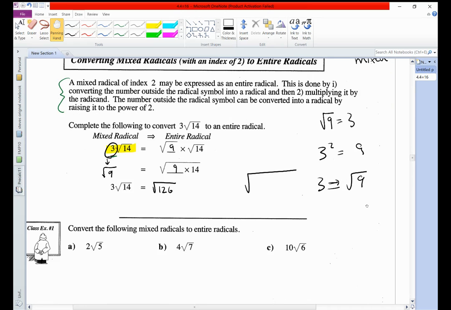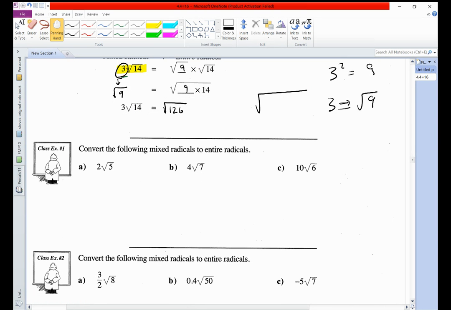So let's try a few example questions. Convert the following mixed radicals to entire radicals. So here we have 2 root 5. So normally with my videos, just before we get going, if you want to try these on your own, I would highly suggest it. You can push pause on the video and you can try them all and then push play and I'll go over them and you can check that you've got the right answer. That's usually a really good way to do this. If you're tired or you have no idea what's going on yet, just keep watching and take notes and hopefully it starts to click for you.